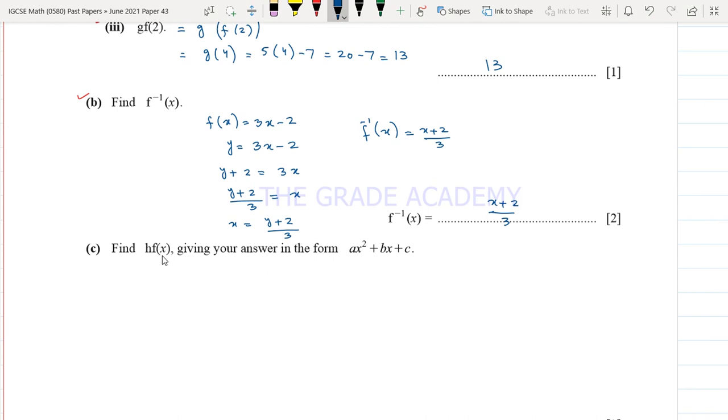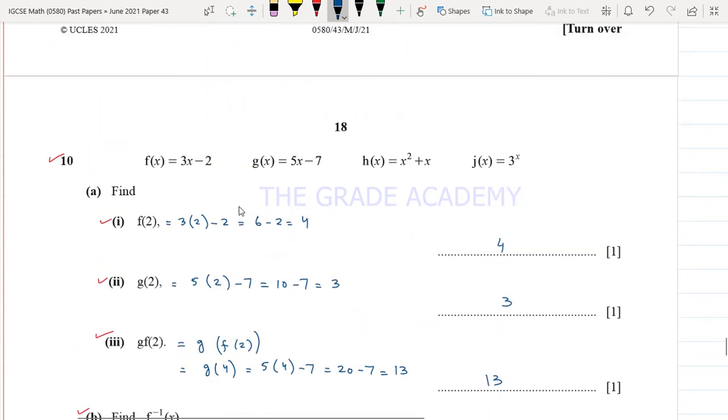Find h f of x, giving your answer in the form ax squared plus bx plus c. So now we have to find h f of x. This means we have to calculate h of f of x. So we are going to put the function f into the function h, in place of x. Here in place of x, we are going to write this whole value, which is f of x.